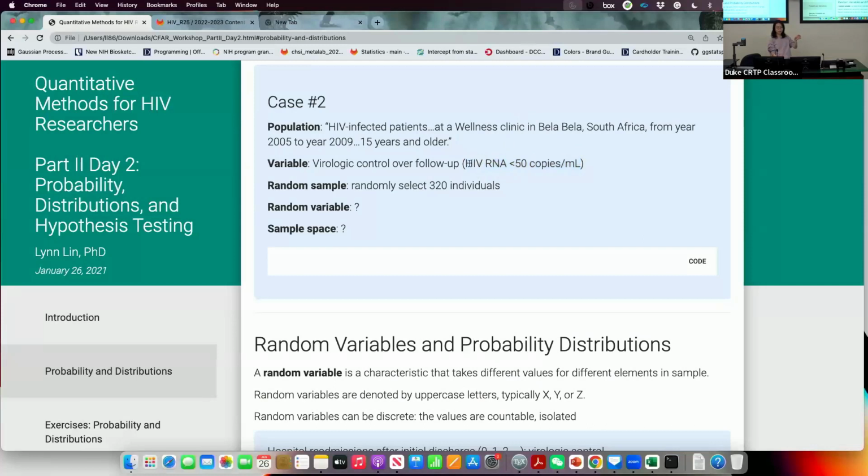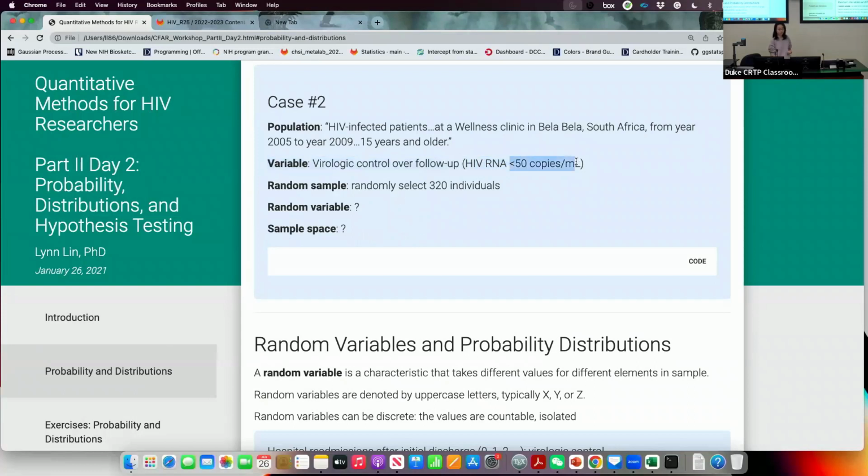So this is basically the definition of virologic control. Virologic control means we look at this HIV RNA and see whether it's below this limit. Now, given that we better understand the definition of virologic control, what's the sample space for the random variable? Binary, 0, 1. Yes, so the sample space is binary, 0, 1.